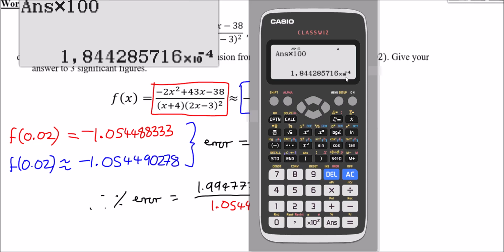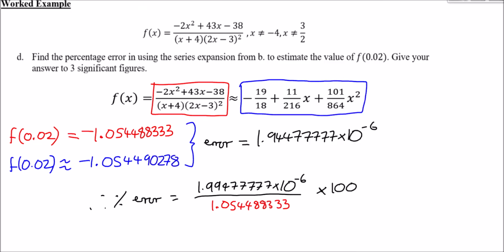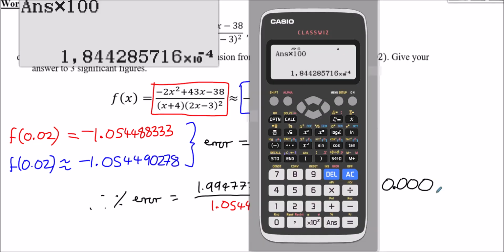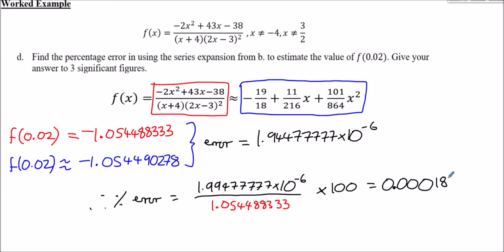Look, I need to give this to 3 significant figures. So to 3 significant figures, I keep the 1, the 8, and the 4. So I'm going to give it as an ordinary number. So it's times 10 to the -4. That's going to be 1, 2, 3, 4 zeros, followed by 184. And that's our very tiny percentage error, so it's an excellent approximation.